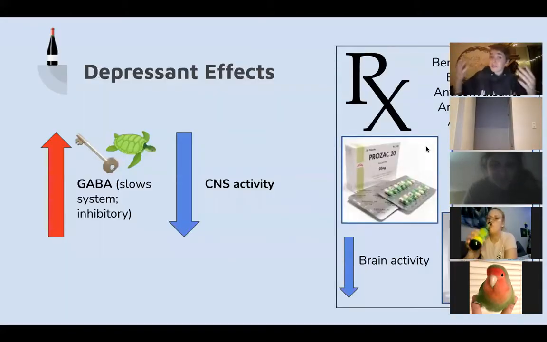Now, an increase in GABA slows your system, right? Which means that if you increase your GABA system a lot, or your GABA activity a lot, your system's going to be really slowed down. And this can lead to pretty dangerous side effects like respiratory depression, which we'll come back to later, and also dangerously slowed or stopped heart rate, which is partly why combining depressants with opioids is so incredibly dangerous.